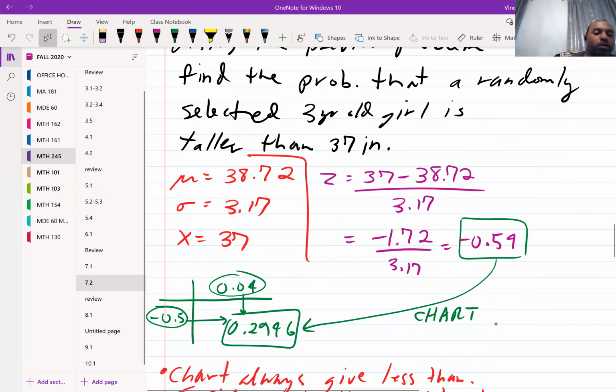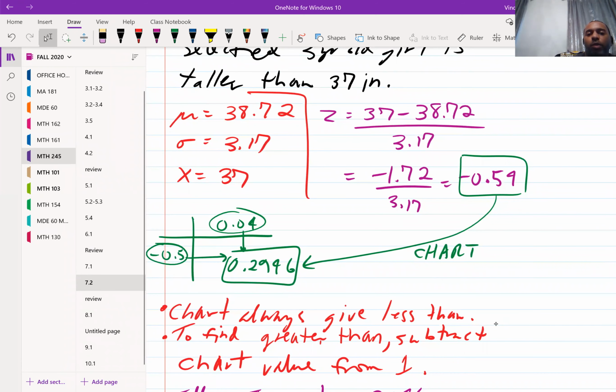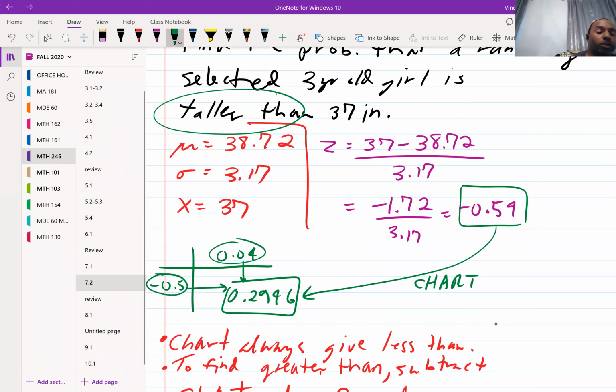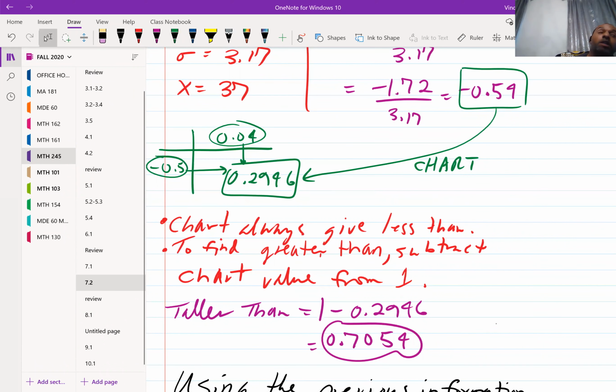All right, so then we go to the chart. So do the same thing that we just did previously. We have negative 0.5 on the left column, 0.4 on the top row. Then where they meet is our chart value, and that's 0.2946. So remember, the chart always gives less than, but to find greater than, we're going to subtract the chart value from one. So we were looking for taller than, which is another way of saying greater than. So we're going to subtract the chart value from 1. 1 minus 0.2946 is going to be 0.7054.